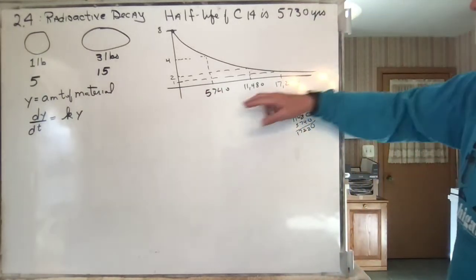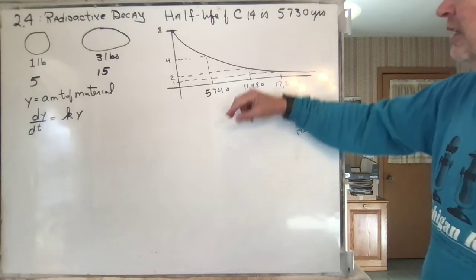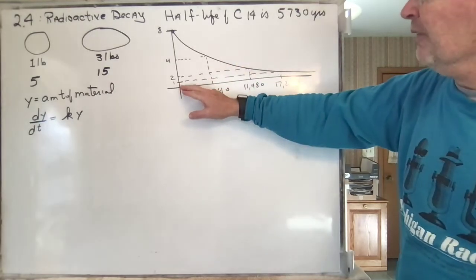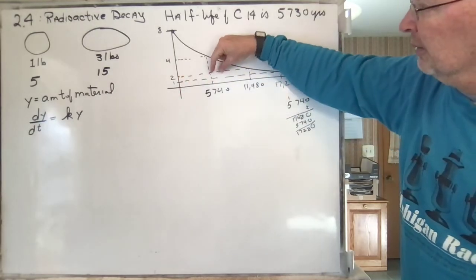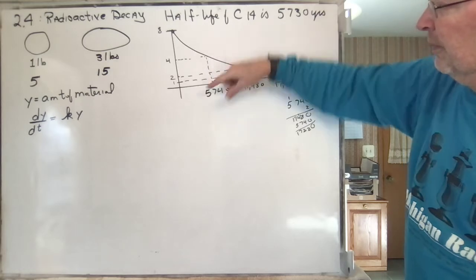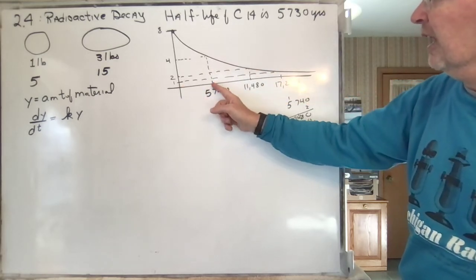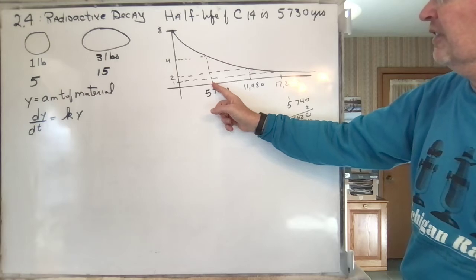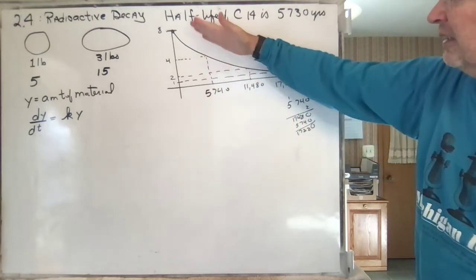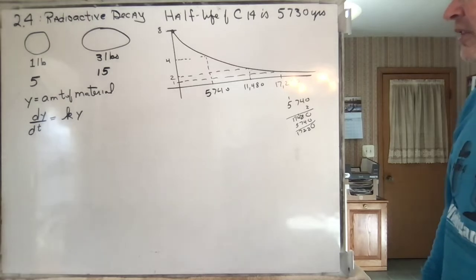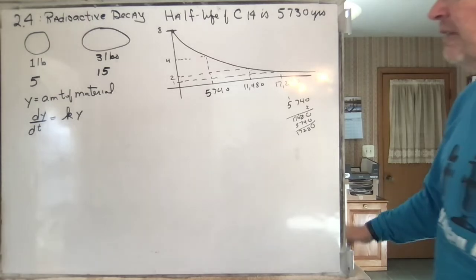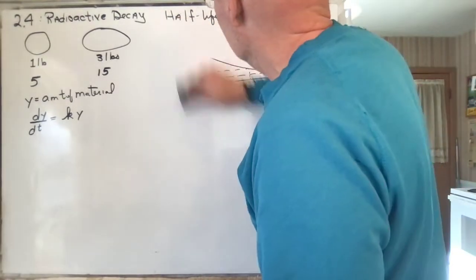So every 5,740 years, you're half as much as you were when you started. If you start here, after 5740 you're at half. If you start here, after 5740 you're at half of that. It keeps decreasing exponentially. Okay, so that's the half-life. So that's what we know.